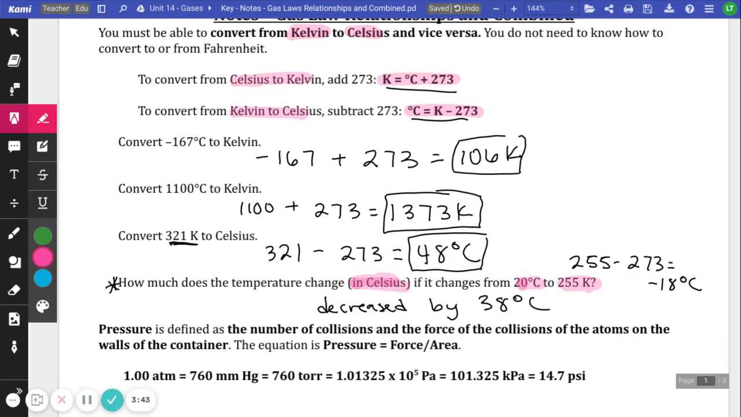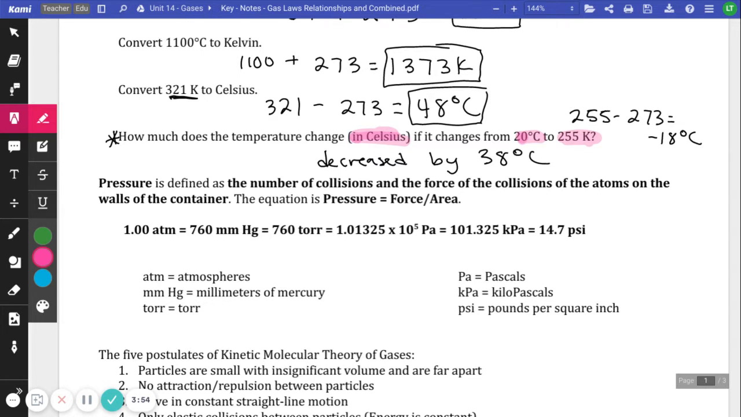So that's how we convert to Kelvin. Again, anytime you have any gas law, you need to convert to Kelvin. So automatically, if your temperature is not in Kelvin, you must convert it. All right, so that's temperature.